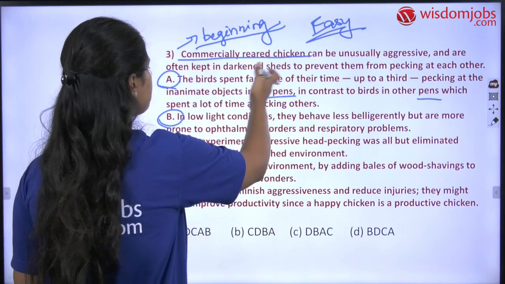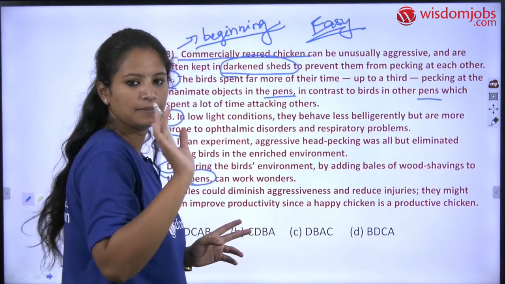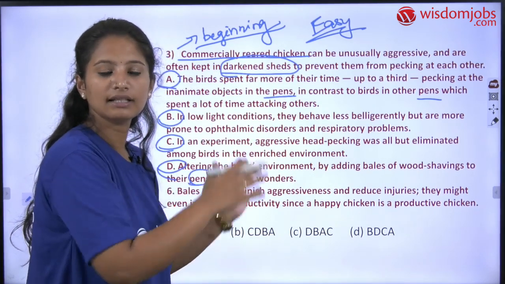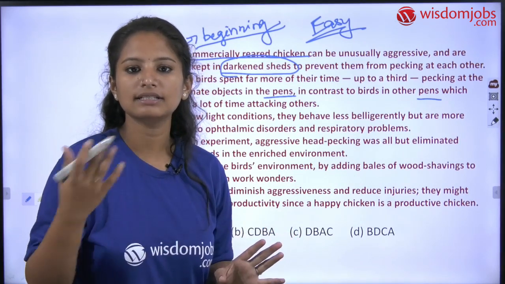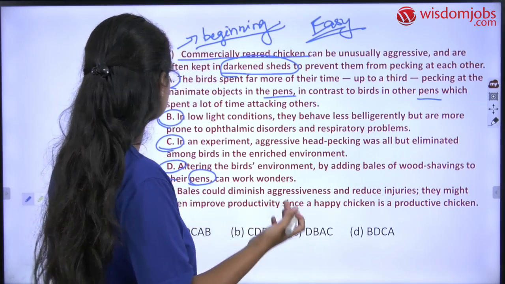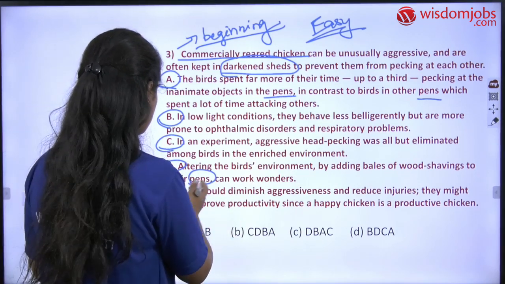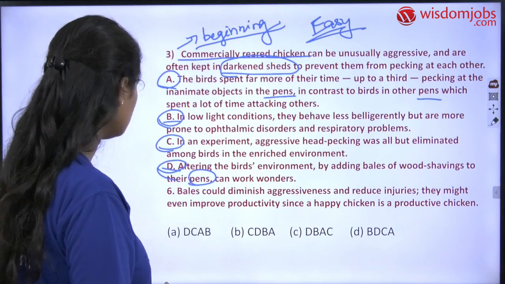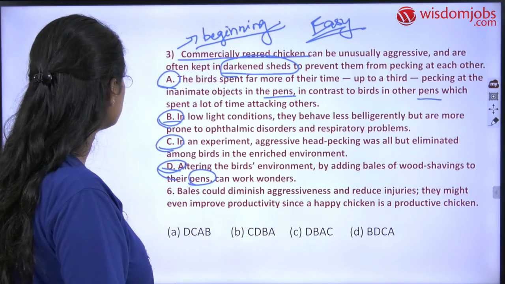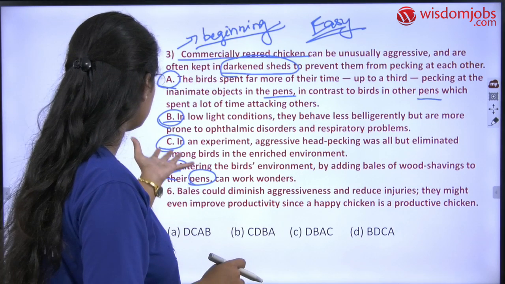So, they are often kept in darkened sheds. Darkened sheds is a particular place. So, among the other sentences, the sentence which talks about the place is the one which comes next. Let us find out which sentence talks about it next. There are two sentences, B or D. So, find out the sentences which actually come together.